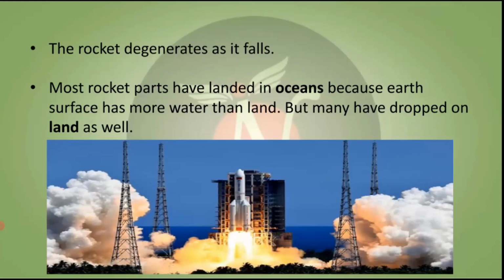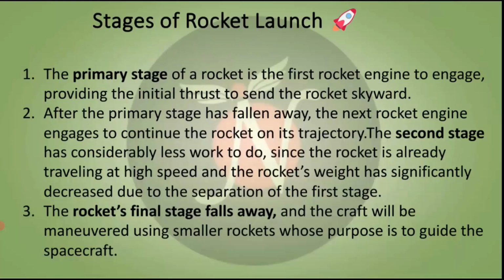The rocket parts degenerate as they fall. Most rocket parts have landed in the oceans because Earth's surface has more water than land, but many have dropped on the land as well.